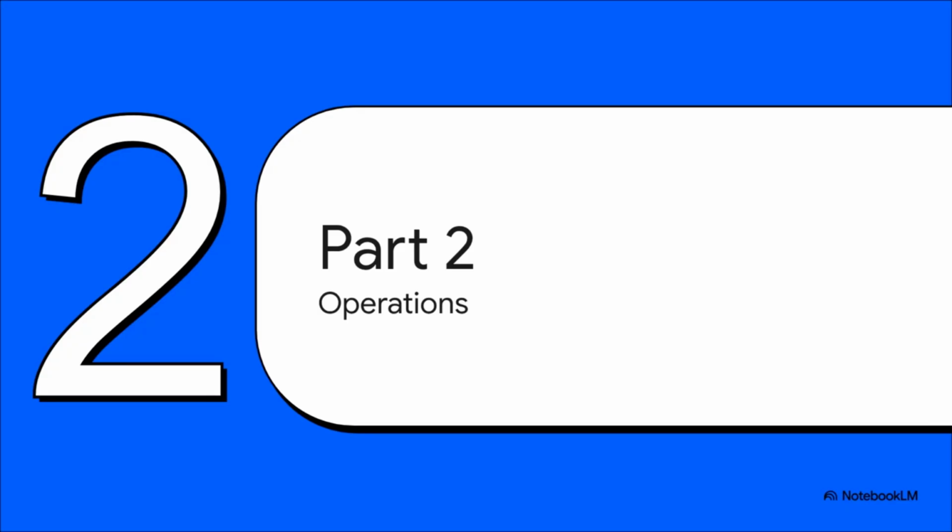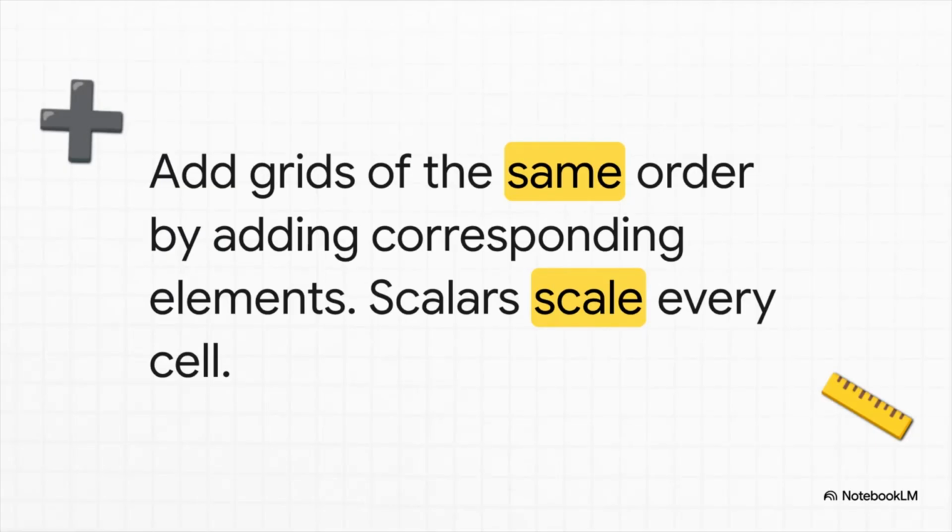All right, moving on to Part 2, operations. Now that we know our grids, let's look at how we mathematically combine them. Addition is beautifully intuitive. You literally just add them element by element. The only catch? They must be the exact same order. A 2 by 2 can only be added to another 2 by 2. Scalar multiplication is just as easy. If you multiply a matrix by a standalone number, a scalar, you simply scale every single cell inside that grid by that number.